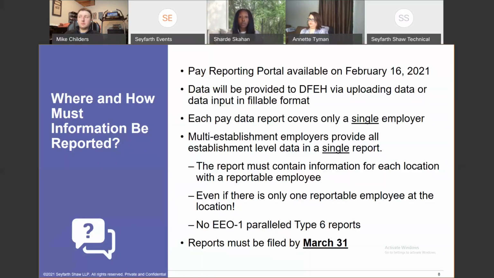The reports must be filed by March 31st. Haven't heard anything about any extensions at this point. So as of right now, you should be operating on the assumption that the reports are going to be due on time on March 31st.